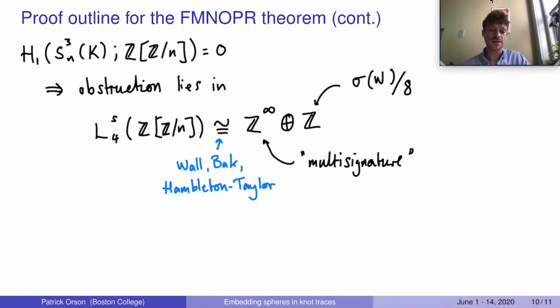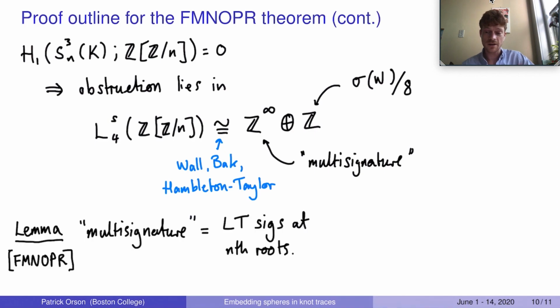But what I will say is we're going to have a way of forcing the signature to be 0. But actually the multi-signature, there's no way to force it. It's got to be 0 already. But luckily, this is the point of assuming that these Levine-Tristram signatures vanish. We proved that the multi-signature is equal to these Levine-Tristram signatures. So this is an assumption we've made that these guys vanish. So actually, that part of the obstruction is already 0.